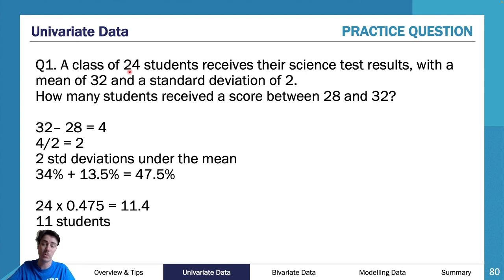I get 11.4. Cannot have 11.4 students. Because it's less than 0.5, I round down, so I've rounded down to 11 students. Really important that you do that. Please make sure you round. Make sure you don't leave your answer as 11.4 students. There's not 11.4 students. You need to use common sense in these questions and say, all right, it's not a point.